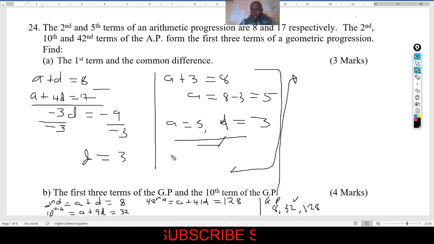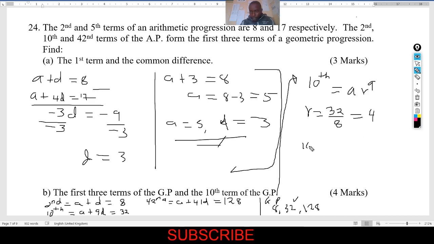The 10th term for a GP equals AR power 9. So we can easily find R equals 32 over 8, which is the same as 128 over 32, and that gives you 4.